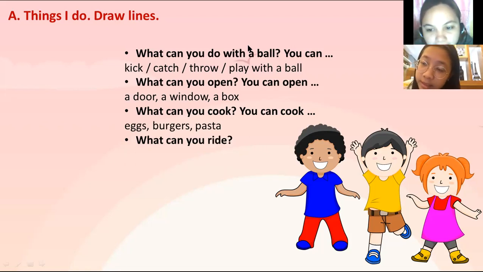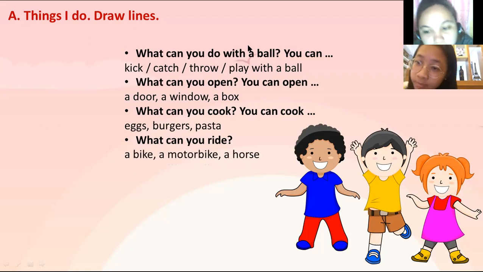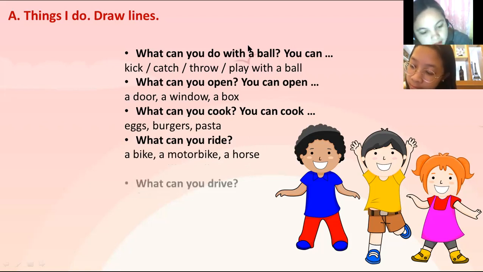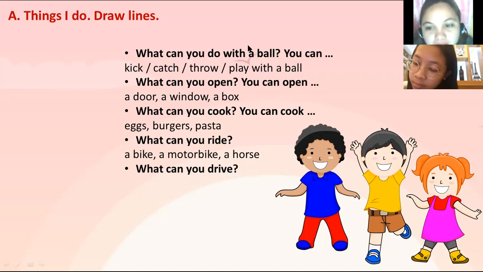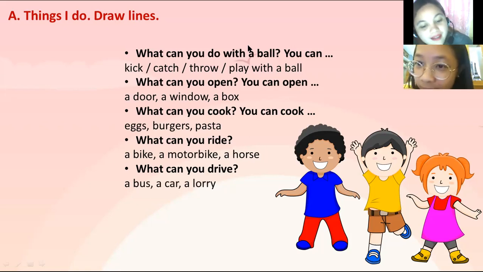Bike. Okay, so you can ride the bike. What else can you ride? Bike only? Yes. Okay, a bike, a motorbike, or a horse can be ridden. So next one, what can you drive? A car. A bus. Oh, you don't know how to drive a bus? No. Oh, I thought you knew how to drive a bus. Okay, so let's see. A bus, a car, and a lorry.